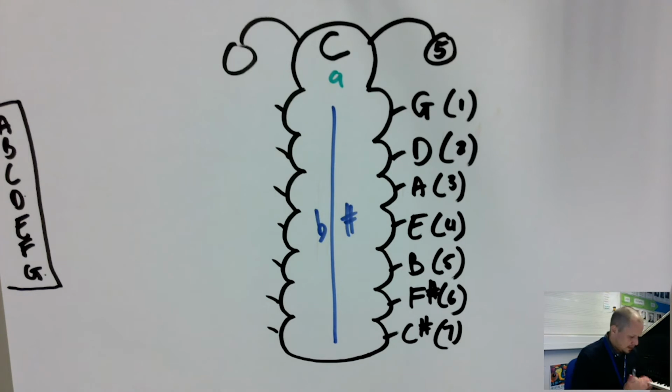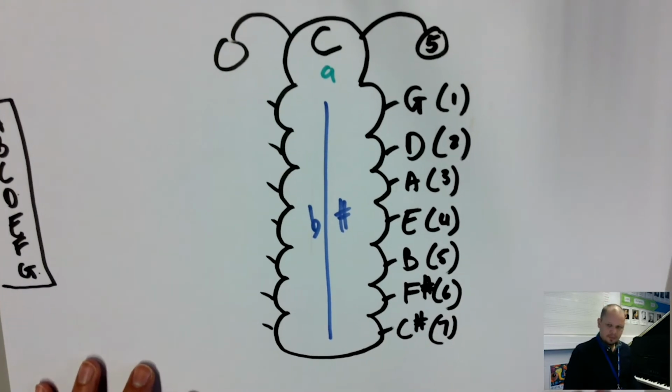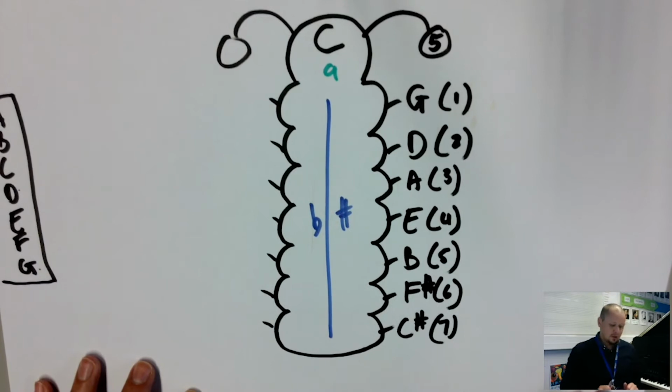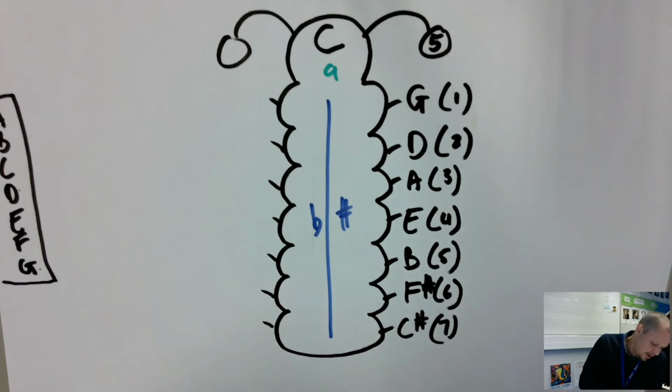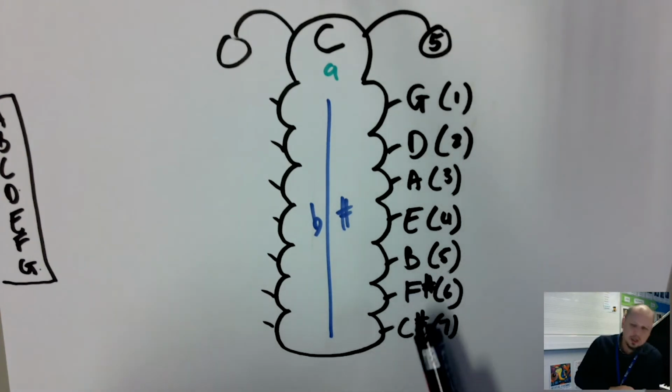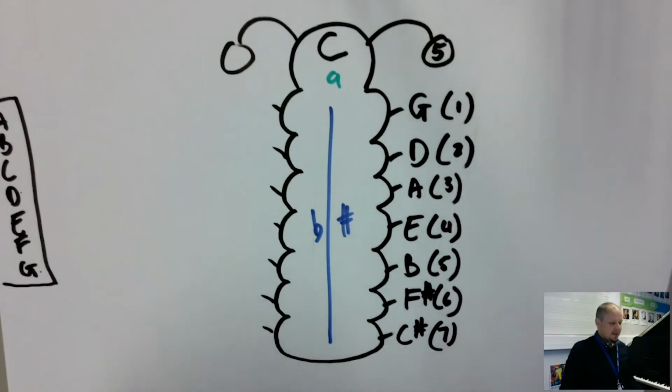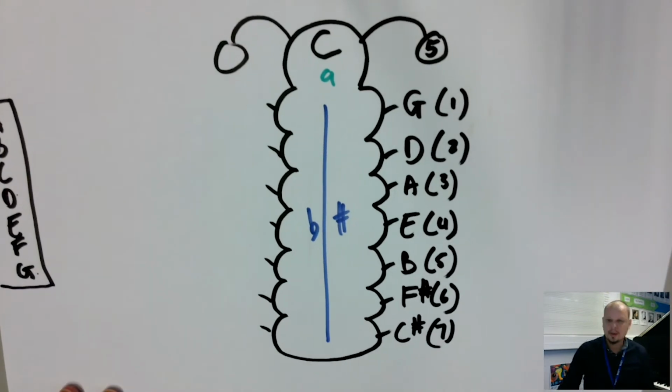But in a very short space of time, we have just figured out all our keys with sharps. It is G major has 1 sharp, D major has 2 sharps, A major has 3, E major has 4, B major has 5, F sharp major has 6, and C sharp major has 7. And those are all the notes we have. So we can't have more than 7.